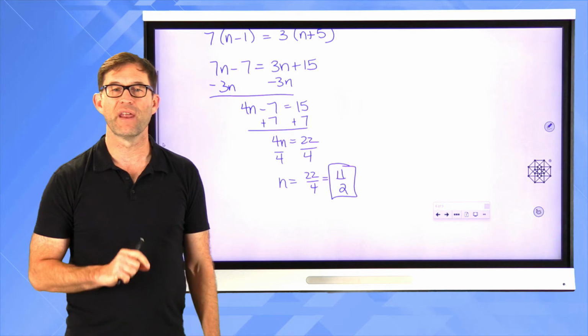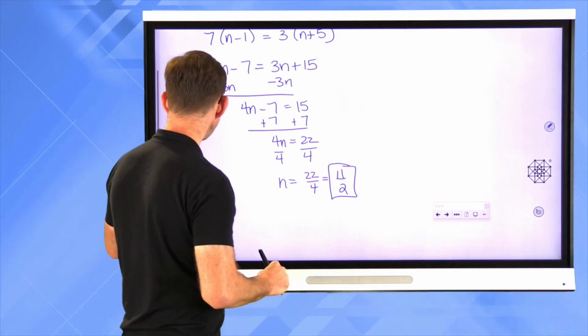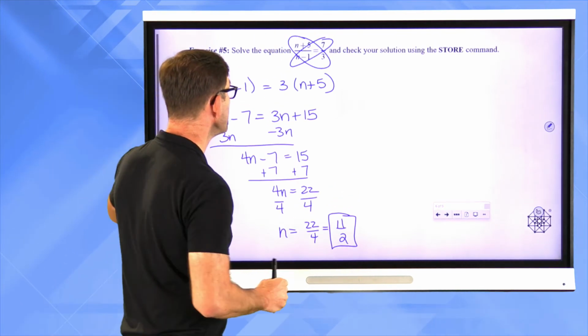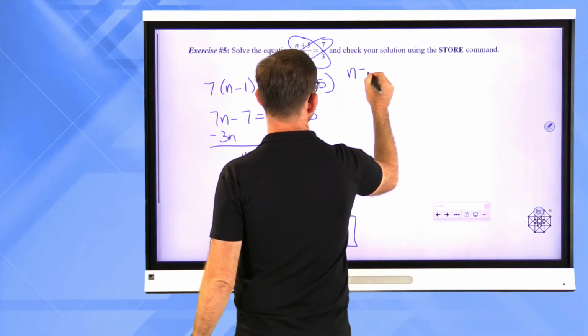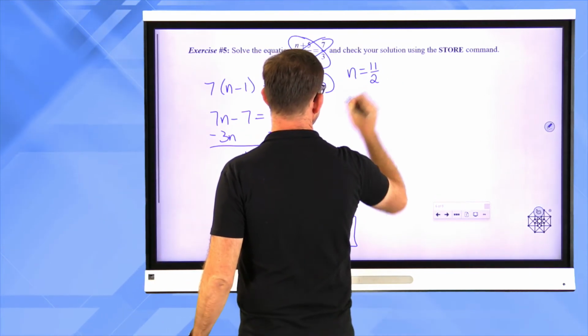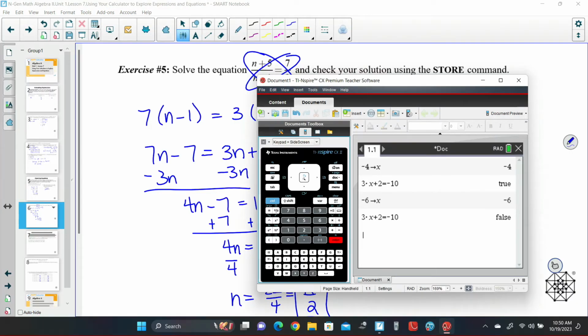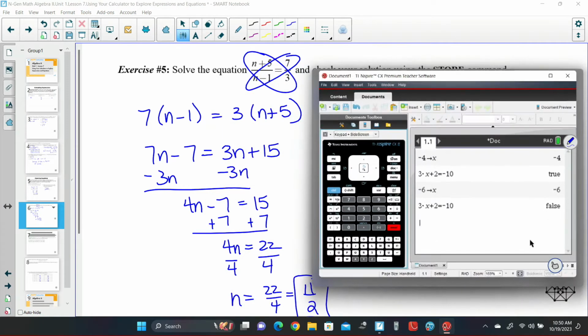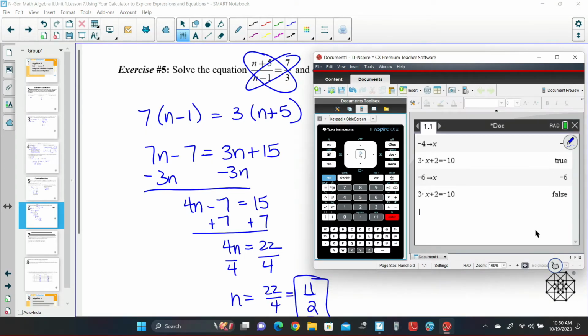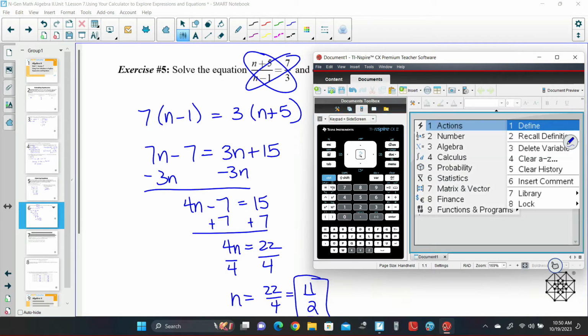N equals 11/2. So let's now show what this looks like. I'm going to maybe put my solution up here so it'll be easier to see. Let's take a look on our calculator. And now I can't see it at all. Actually, we'll just remember that it's 11/2. All right, let me clear this out.